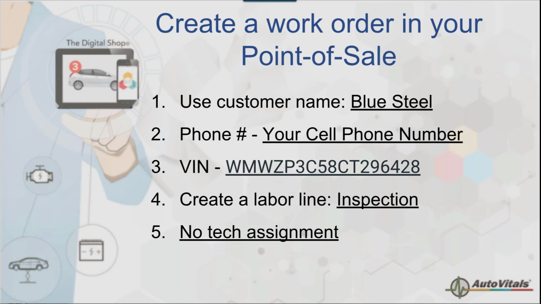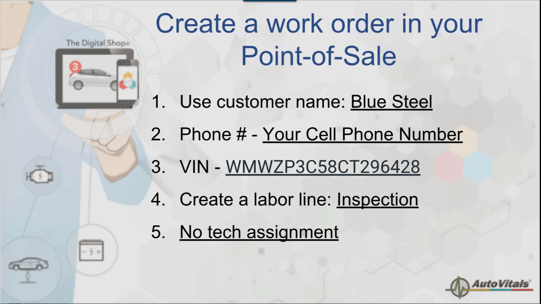has your phone number so that way you can text the inspection results to yourself to see how the customer experience would be. We want to make sure that it has at least one labor line on the inspection and it's not assigned to a technician. We'll actually be dispatching it using the Today's Vehicle page technician view as we go through today. So again, make sure that this is not an estimate or an appointment. Make sure it's in a work order state, in progress, for work in progress, in your point of sale.